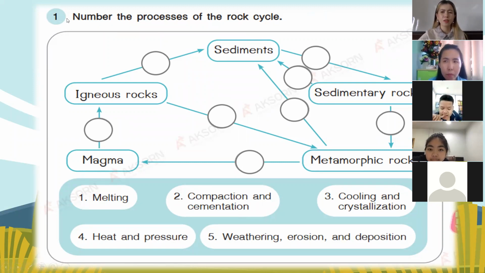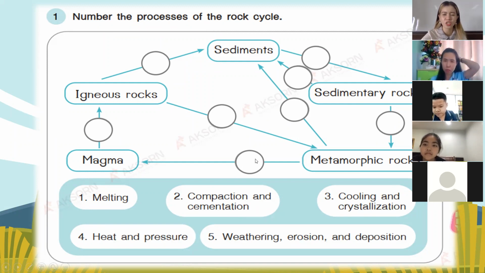For this activity, number the processes of the rock cycle. As you can see here at the bottom, we have number 1, melting. Number 2, compaction and cementation. Number 3, cooling and crystallization. Number 4, heat and pressure. Number 5, weathering, erosion, and deposition. Now, we have here the cycle of rock. So you just have to number which is which.